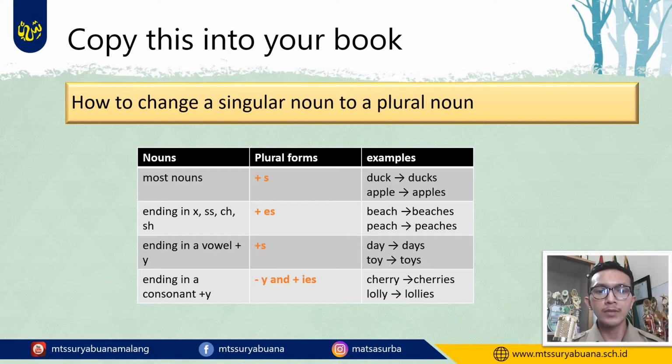Okay, please have a look at this table. I will divide the nouns into some cases. The first one, most nouns: if you want to change them into plural, just add s. For example, duck, ducks, apple, apples. The second case, ending in x, ss, ch, or sh. You add es to change into plural form. For example, beach, beaches, peach, peaches.